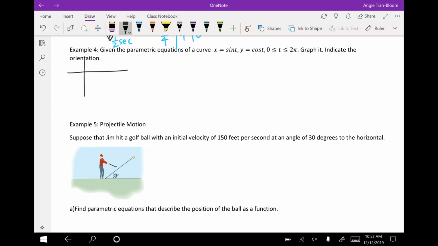Wouldn't a table be a lot easier? Isn't your time restricted between 0 and 2 pi only? So couldn't I make a table with t be 0, pi over 2, pi, 3 pi over 2, and back to 2 pi? And I can have an x and a y.